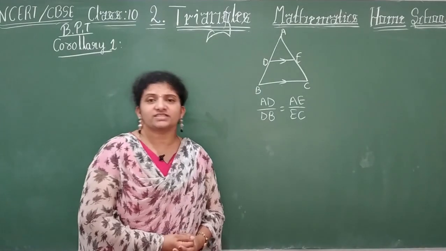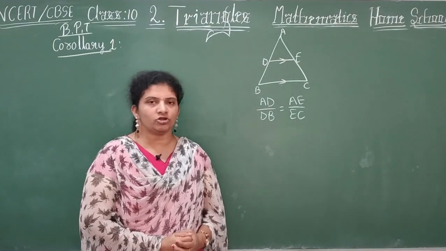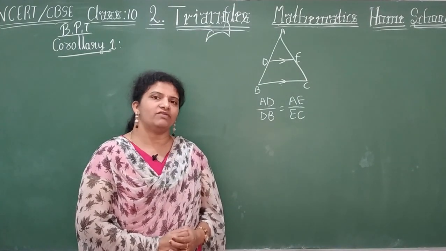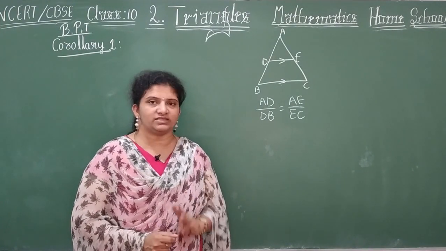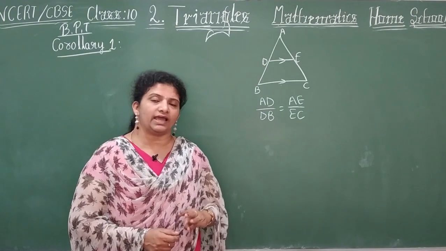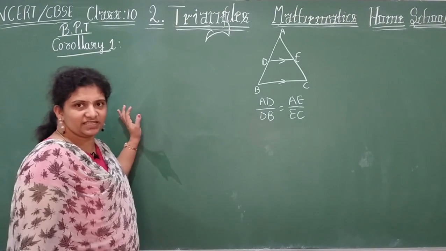Okay, yes, we have discussed our BPT, Basic Proportionality Theorem, also called Thales Theorem. And then we have seen the converse. Now I am going to show you 3 corollaries, children, which make the triangle chapter very easy for you, right? Let's see how we can see this.